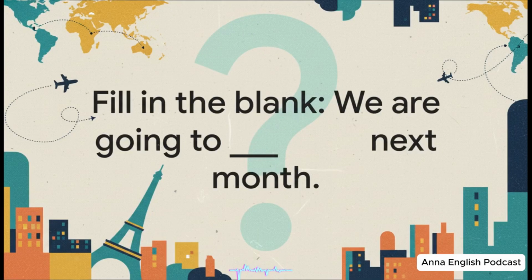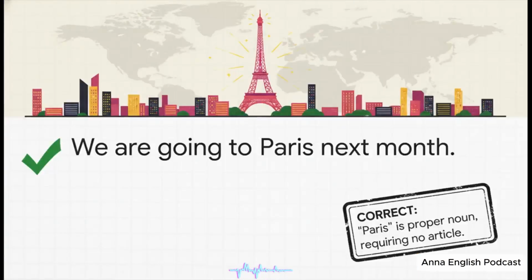All right, next one. Remember our rule for most city and country names? What do you think for this one? Exactly. The name Paris is already as specific as it gets. No the needed. See? You've totally got this.